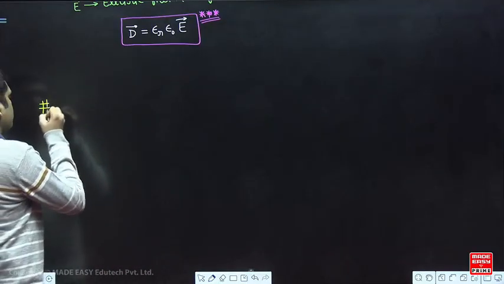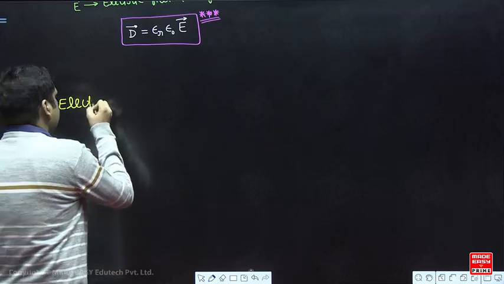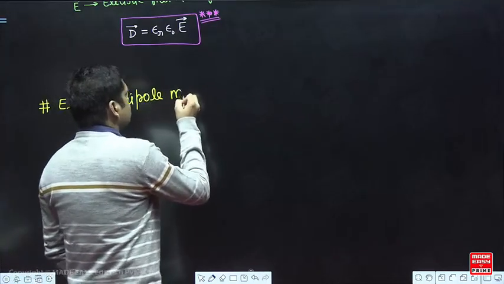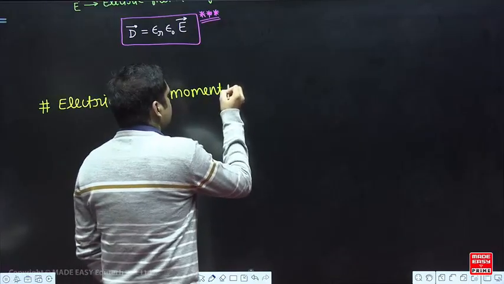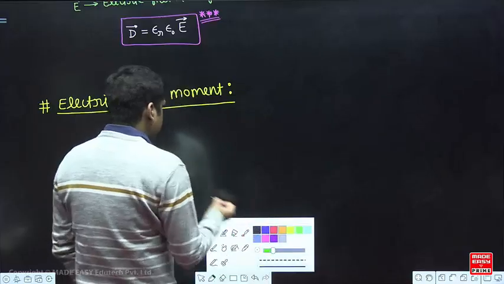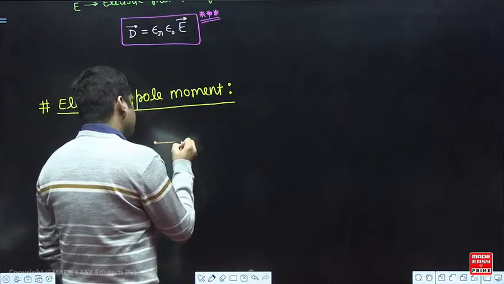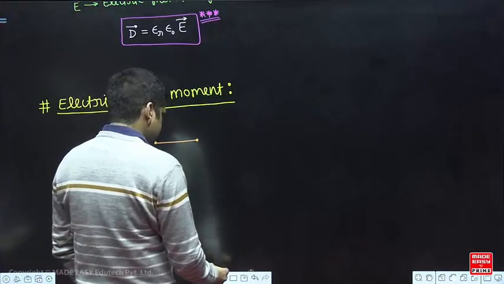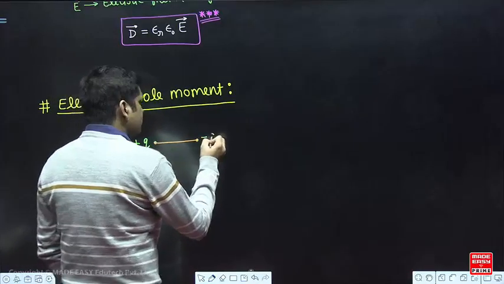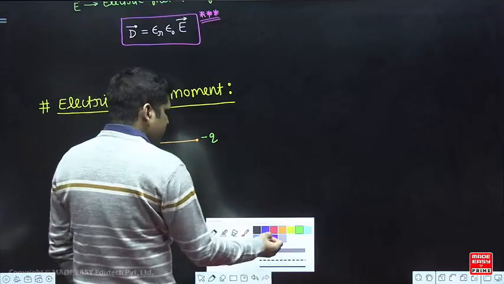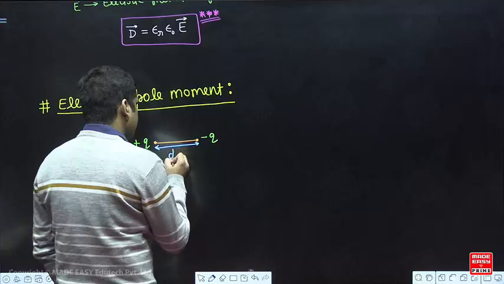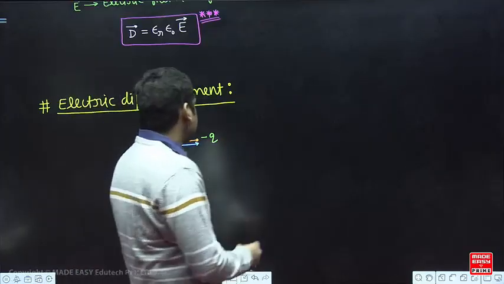Electric dipole moment. Let us first of all try to understand what is electric dipole. Two equal and opposite charges separated by certain distance. Let us suppose this is plus q and this is minus q. Distance between these two charges is suppose d. It is known as electric dipole.